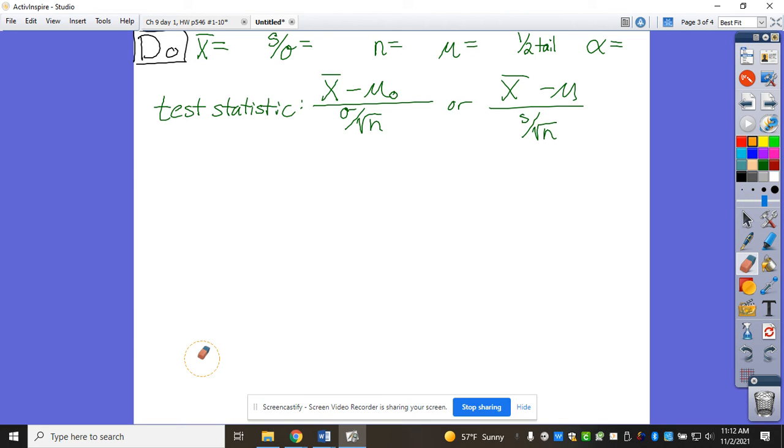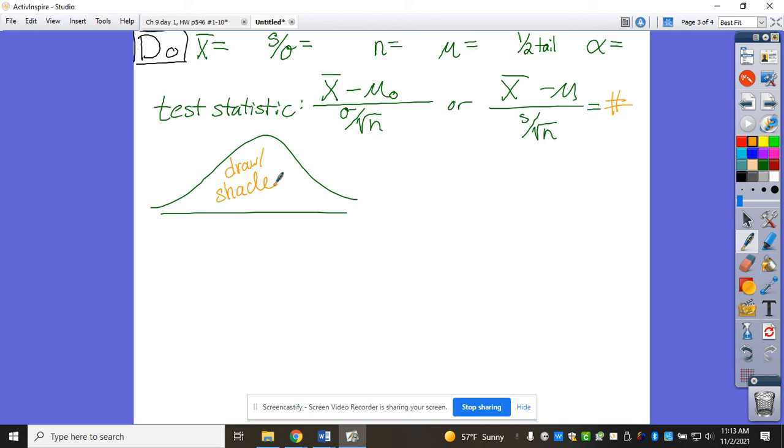Alright, so when we always do this, we're going to end up finding a number. And then once we have that number, what do we do with it? What do I always visually do with that? So just a reminder from yesterday, that's only going to give me a line, but I want to shade. So how do I know where to shade? Based on your alternative hypothesis.